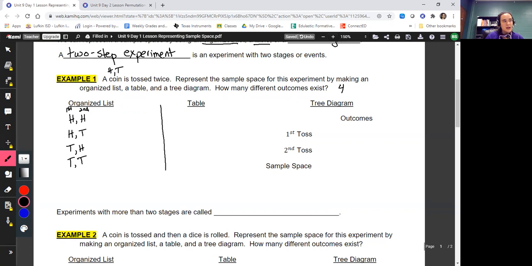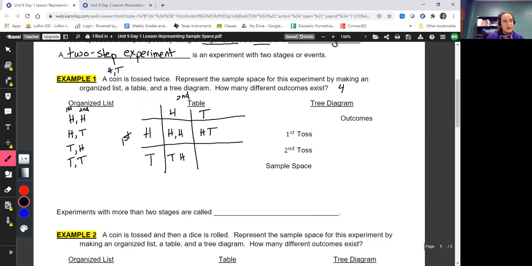So a table looks kind of like a Punnett square. We have 2 possible outcomes for the first time we toss a coin. The first thing that we do is always going to be on the left. So we have heads and tails for the first coin toss. The second thing we do is always going to be on the top. So we've got heads and tails for the second coin toss. And then do this like a Punnett square. So we got heads, heads, heads, tails, tails, heads, and tails, tails.